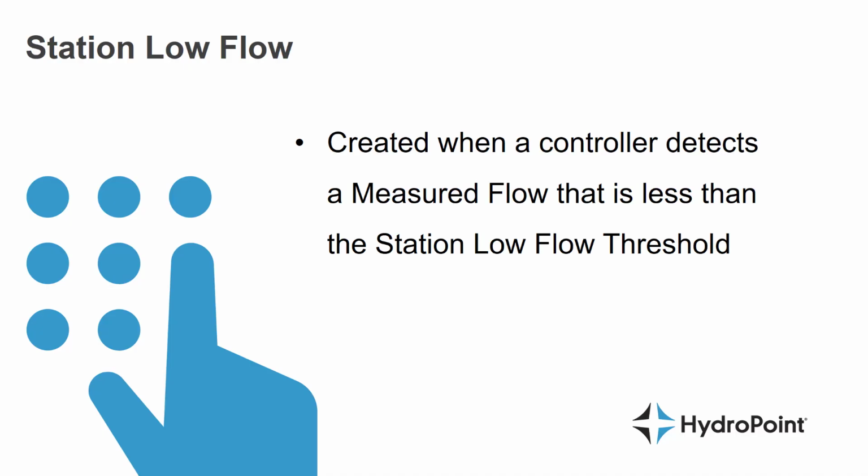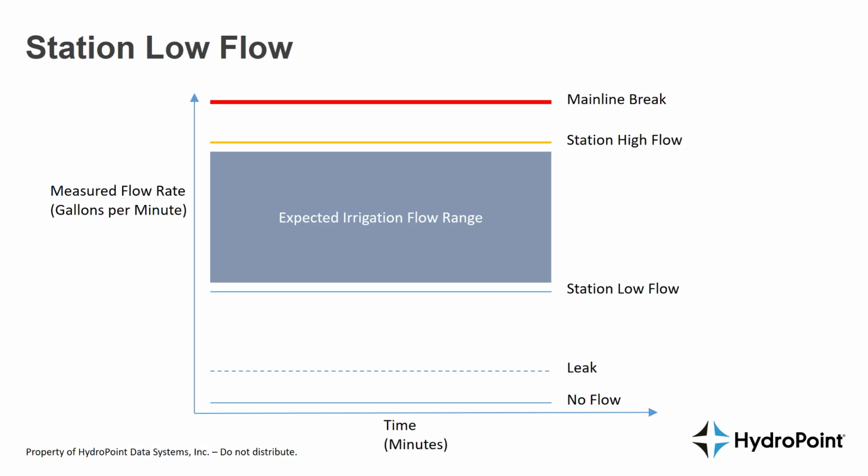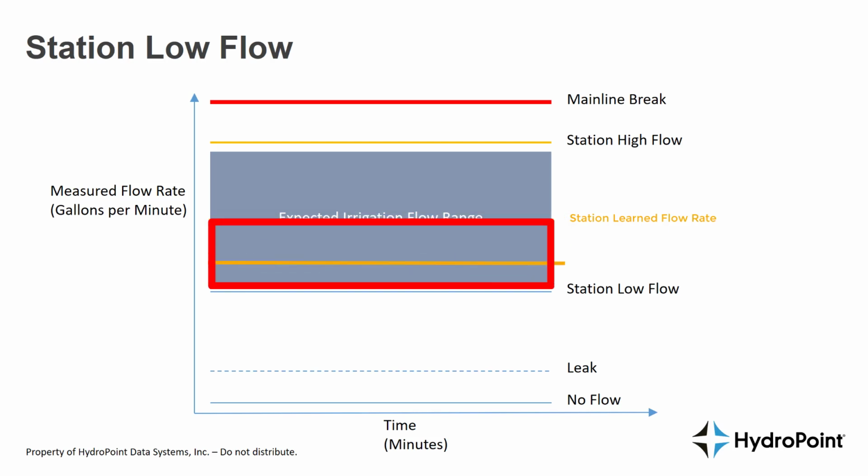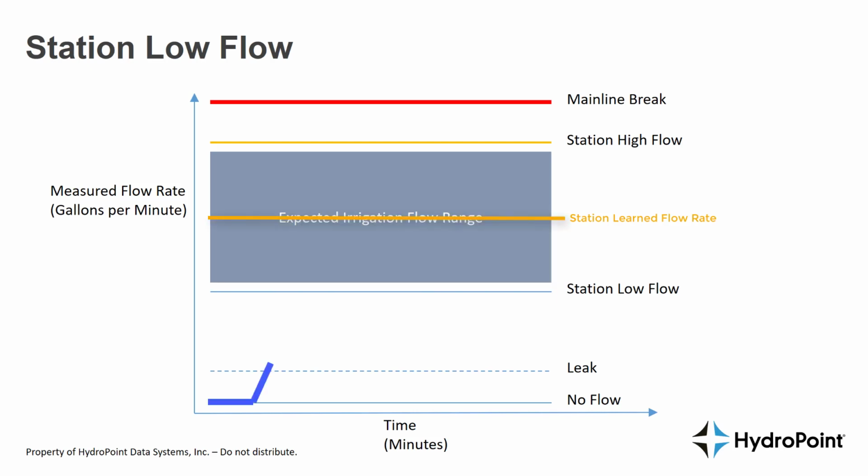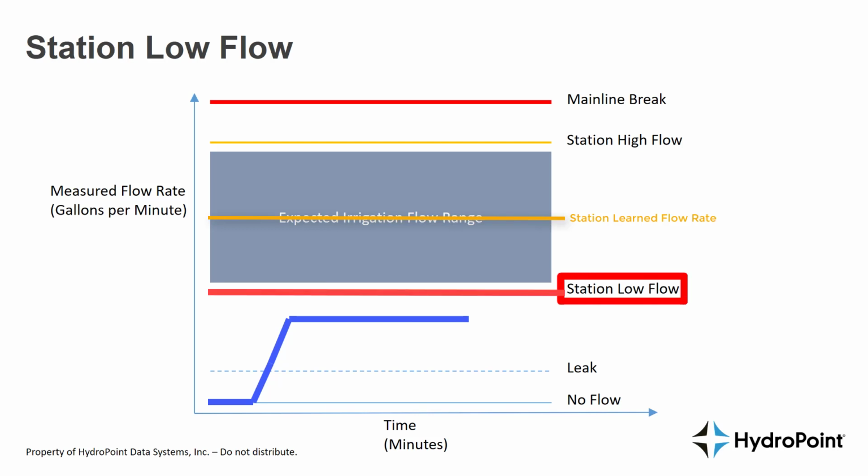So a station low flow is created when the controller detects a measured flow that is less than the station low flow threshold. In other words, during irrigation, your station's measured flow rate should run right through the expected irrigation flow range. Then with the station low flow offset, we buy a certain amount of room to account for fluctuations in volume and pressure. Then when your station begins to irrigate, the WeatherTrack will monitor the measured usage for that station, and if after the 3-minute testing delay, the measured usage drops below the station low flow threshold, then the station low flow alert will be raised.